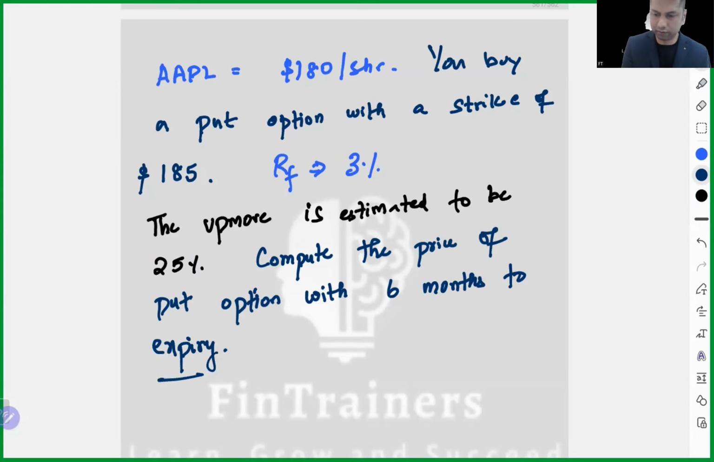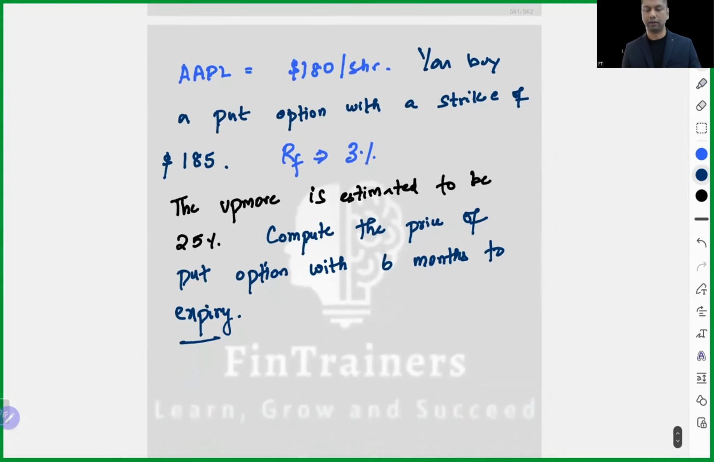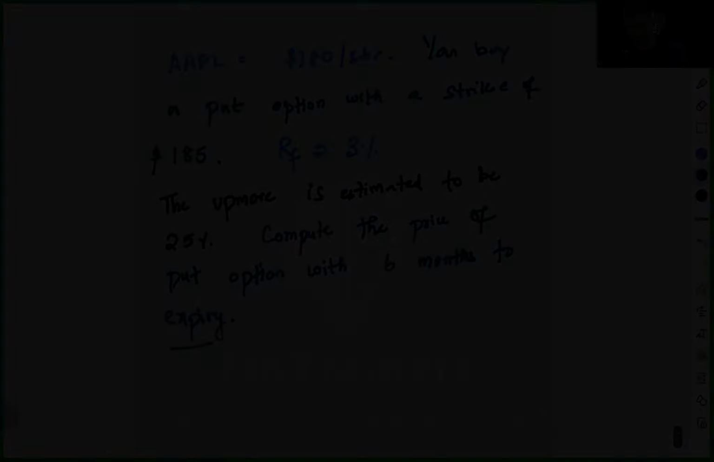What is the price of the put option? Do it step by step. First step is to calculate the up move, down move, then the probabilities. Then draw the binomial tree, then calculate the expected payoff, and then discount it back by 6 months to find the put option price. 4 steps. I'll give you 2 to 3 minutes even. Do it slowly. Then I will start solving.